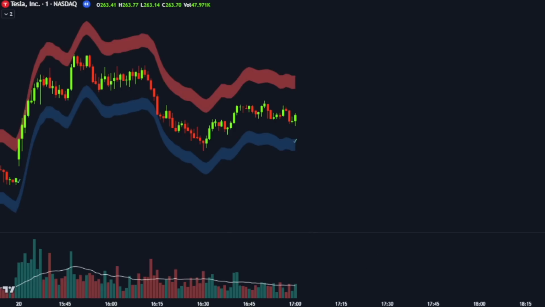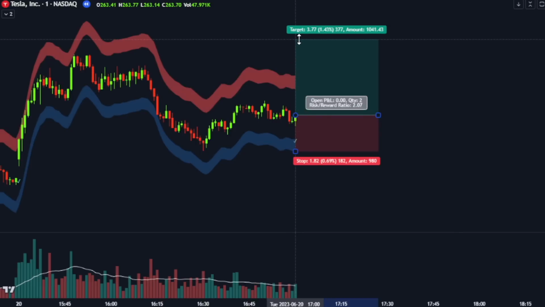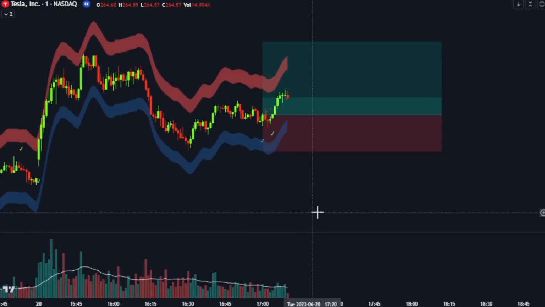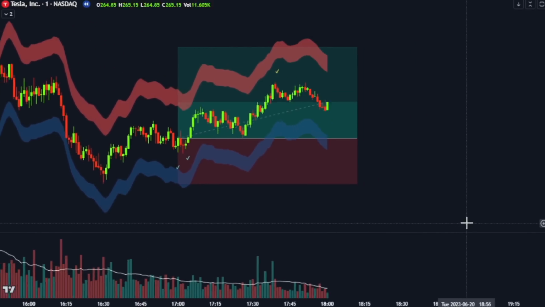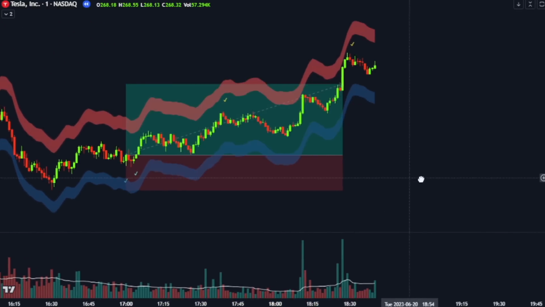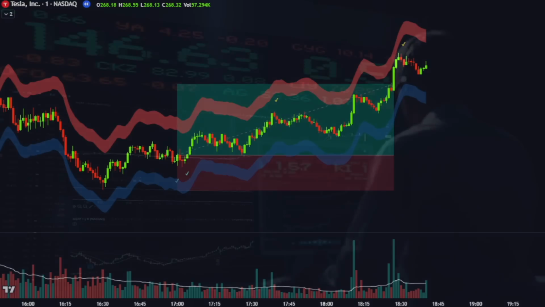Once we have met these conditions, we are going to take a long trade. We set the stop loss at the bottom of the band. And our take profit will be a risk-reward ratio of 1 to 2. Let's see how the price moves. We see that it was a winning trade. As I have shown you, this strategy is very good. You just have to study it and apply it.